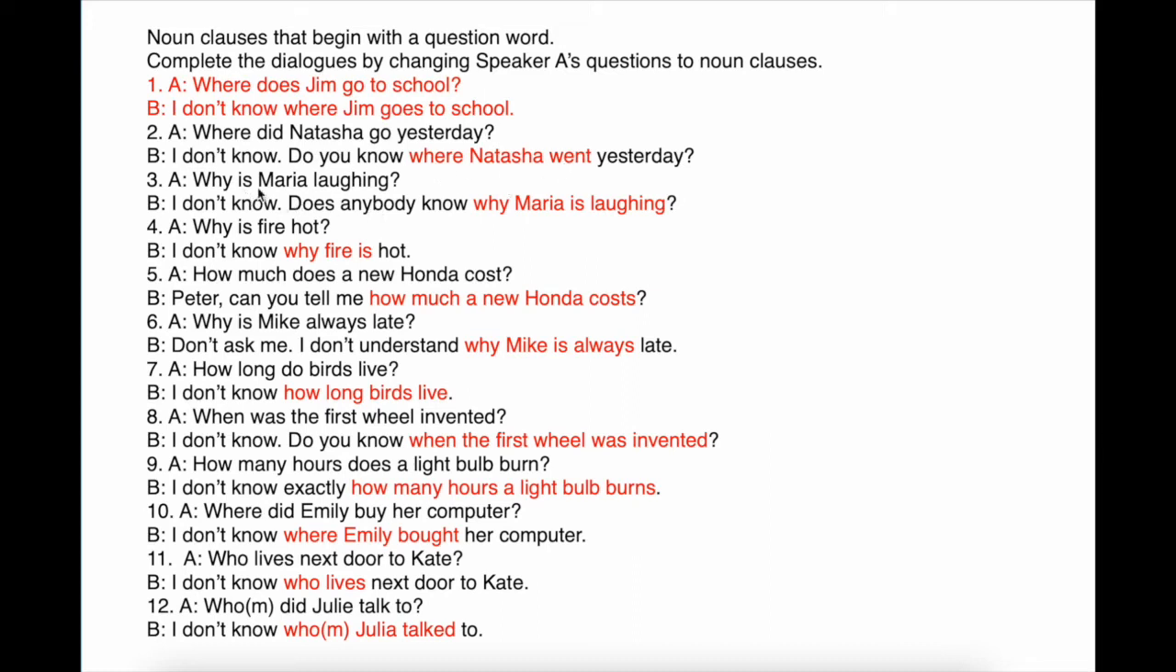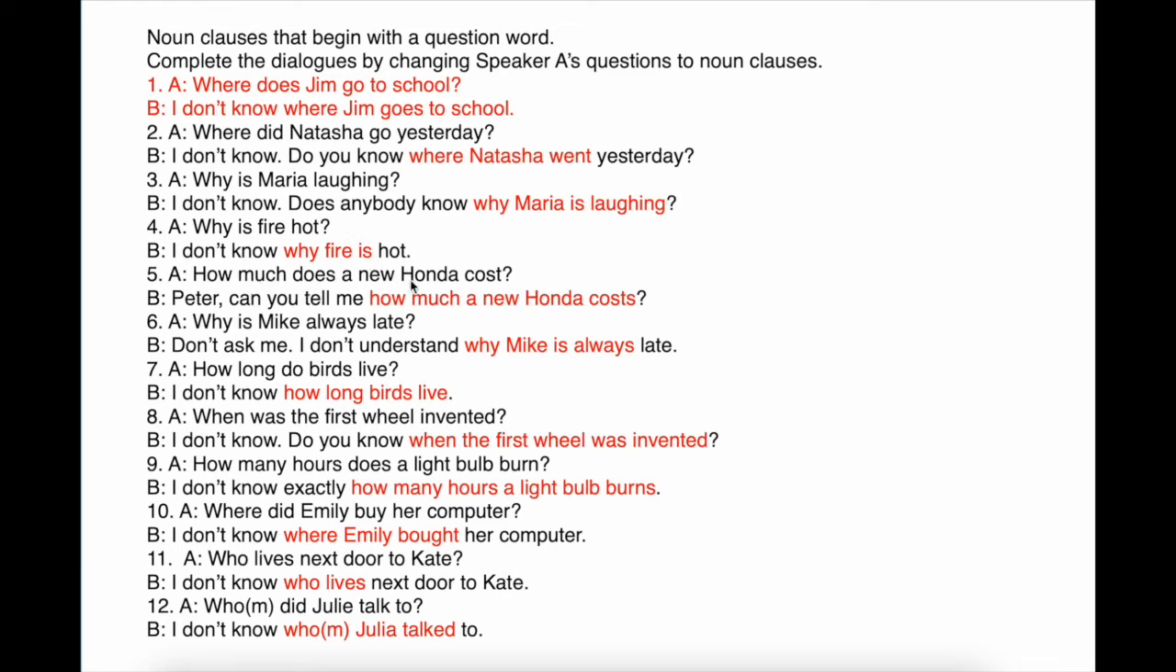3, why is Maria laughing? Information question. I don't know. Does anybody know why Maria is laughing? Noun clause and the main clause. This is in question form. Why is fire hot? I don't know why fire is hot.